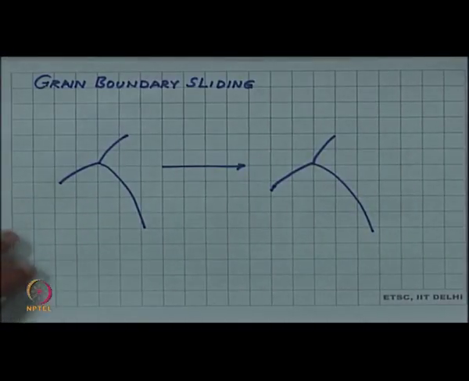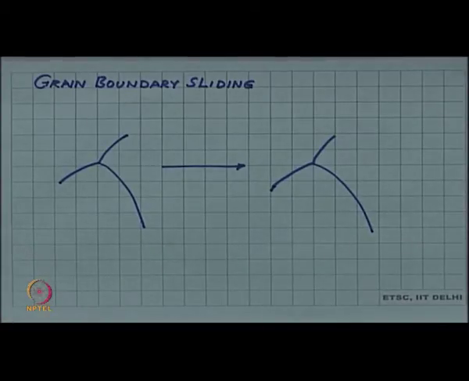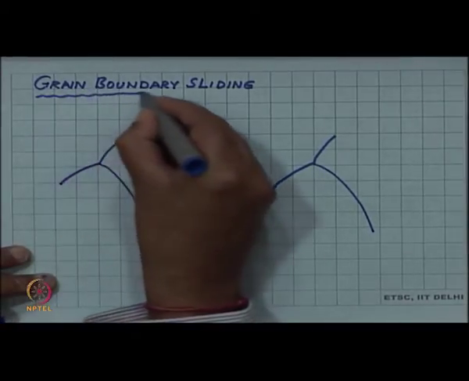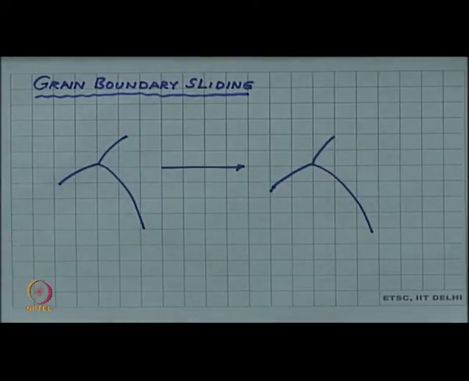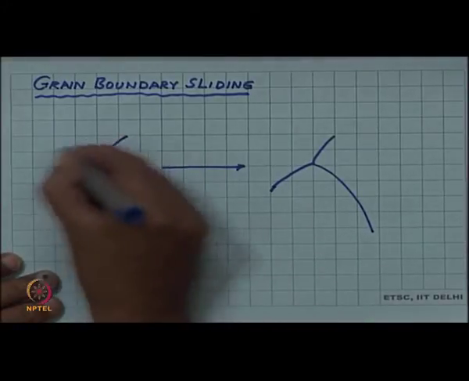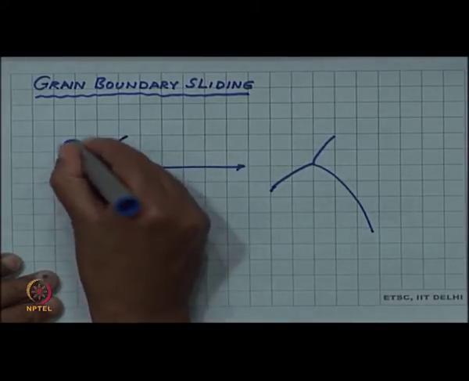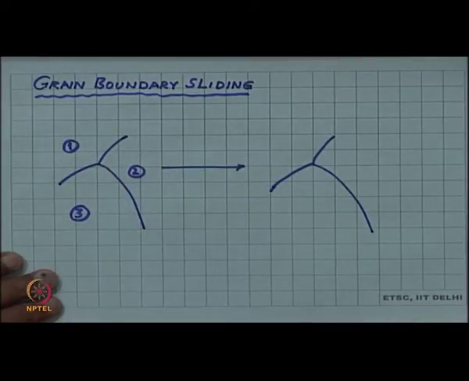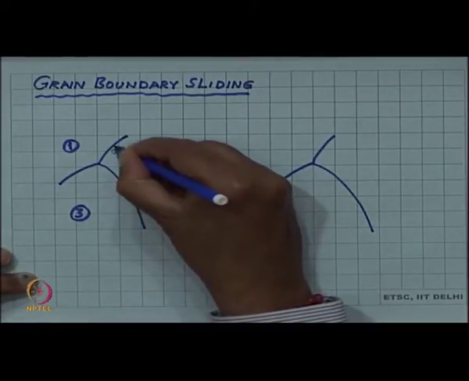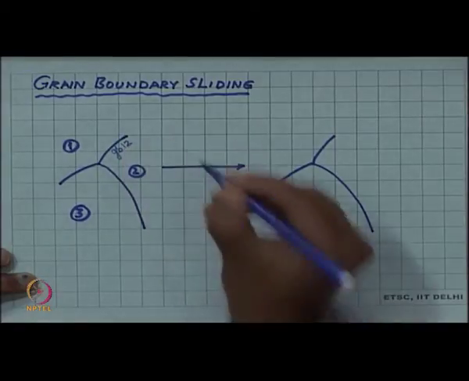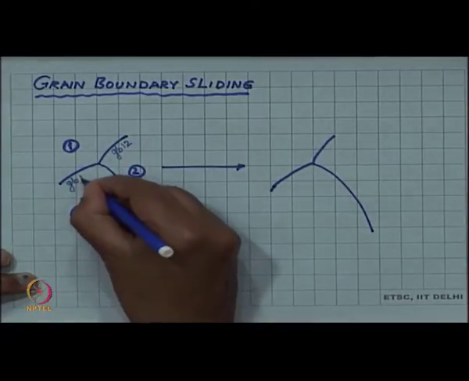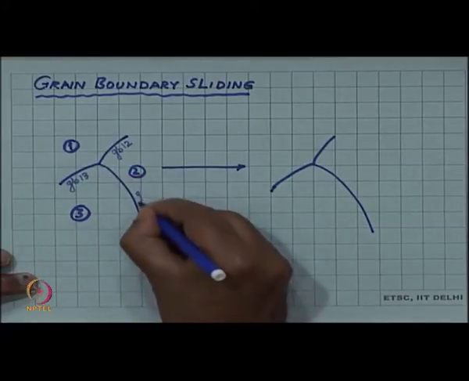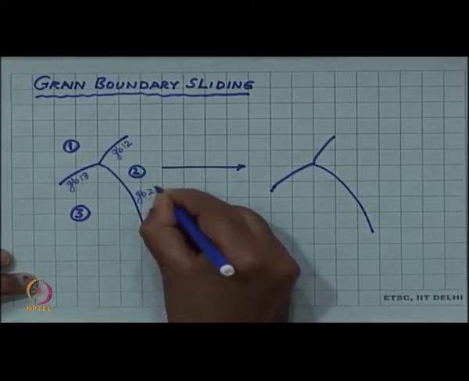Yet another diffusion mechanism, yet another deformation mechanism which does not involve dislocation, is the grain boundary sliding. This again happens at higher temperature. Here I am showing you a schematic of, let us say, 3 grains. This is grain 1, grain 2 and grain 3, and these are the grain boundaries. So, this is grain boundary 1 2, grain boundary 1 3, and grain boundary 2 3.